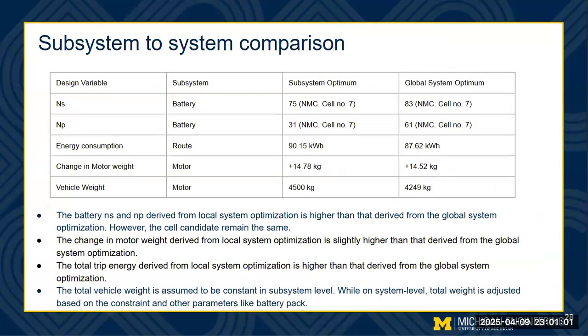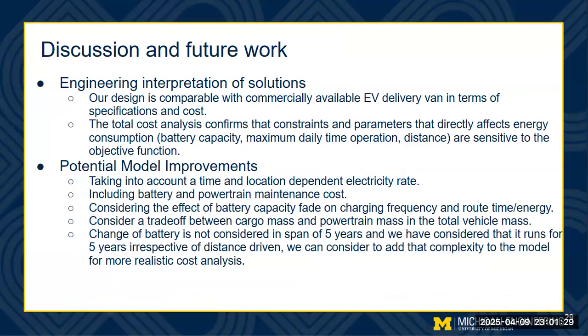Okay, coming to the comparison of subsystem results to system results, we see that NS and NP from the battery subsystem have increased for the global system optimization, and the energy consumption for the route subsystem has decreased by 3 units. The change in motor weight for the motor subsystem has changed marginally, and the vehicle weight for the motor subsystem has decreased by 250 kgs.